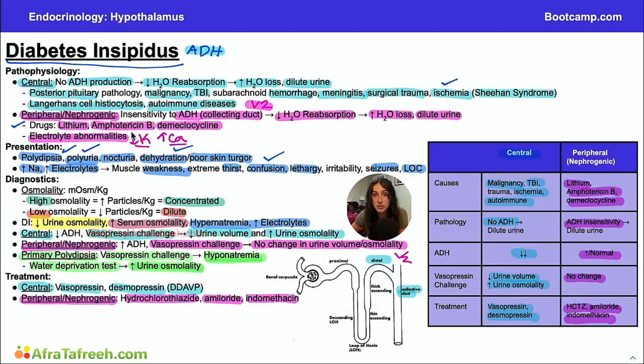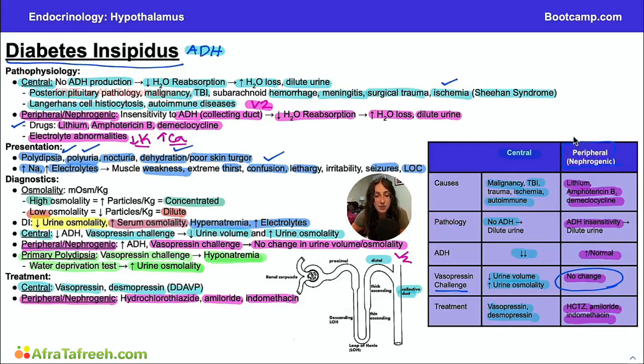Well, it's pretty hard to distinguish between these two because the symptoms in the presentation would be pretty much the same. The final clue that they gave us was that they gave her 1 dose of vasopressin without a change in her urine. So they did the vasopressin challenge and there was no change in her urine volume or concentration, and that's what's going to tell us that we're talking about peripheral nephrogenic diabetes insipidus here instead of central.